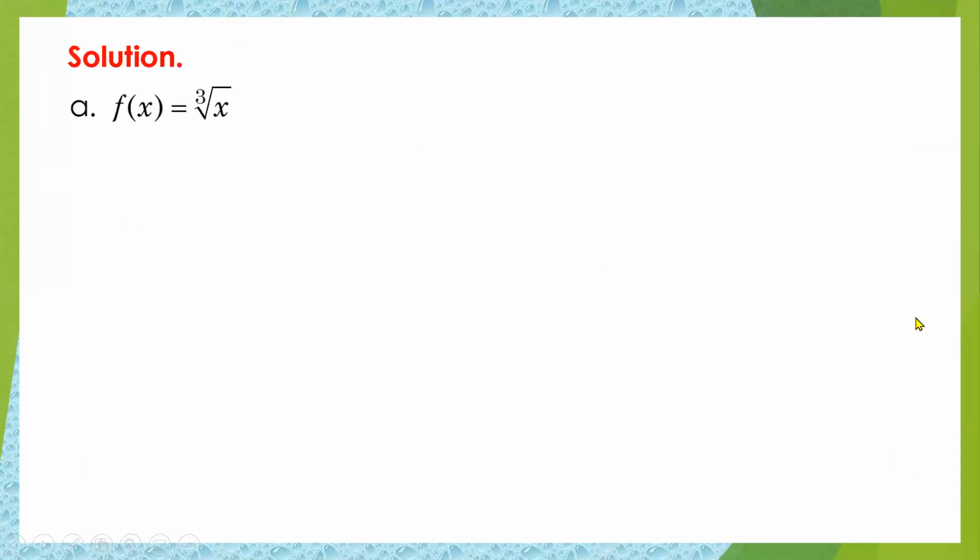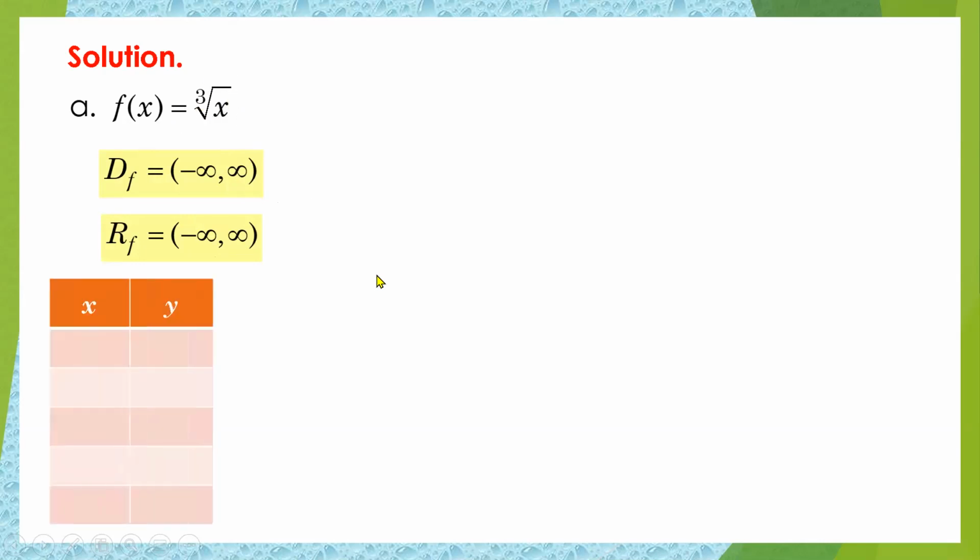I will be fast. Cube root of x. So if you have a cube root and the index is odd, you can assign any x, negative, positive, 0. So it means the domain is the set of all real numbers. The range is also the set of all real numbers. That is based on our discussion. You just memorize if you do not know how to get it from the nature of this. Then you assign any number.